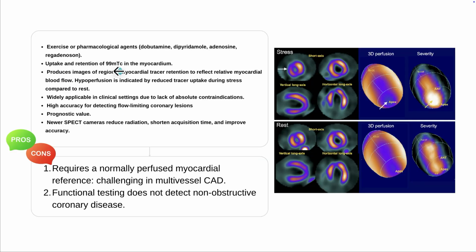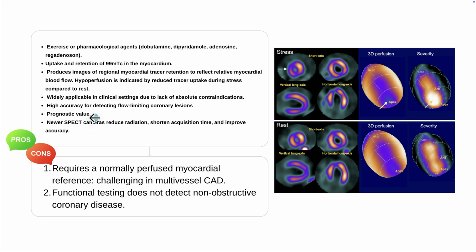Stress nuclear scans involve the administration of technetium-99 or thallium, which is taken up by the myocardium, and the uptake of the tracer is dependent on the coronary blood flow. It creates images of the myocardium. If there is a hypoperfused area, there will be a drop in the myocardial signal. Stress can be induced by exercise on a treadmill or a bicycle, or with pharmacological agents like dipyridamole, adenosine, regadenoson, or dobutamine. These tests are widely available, generally have no contraindications.